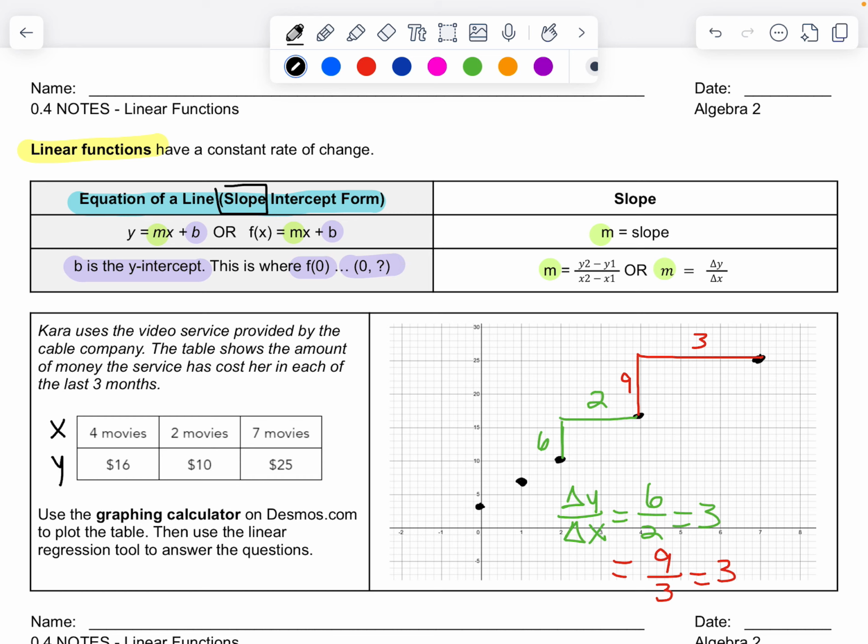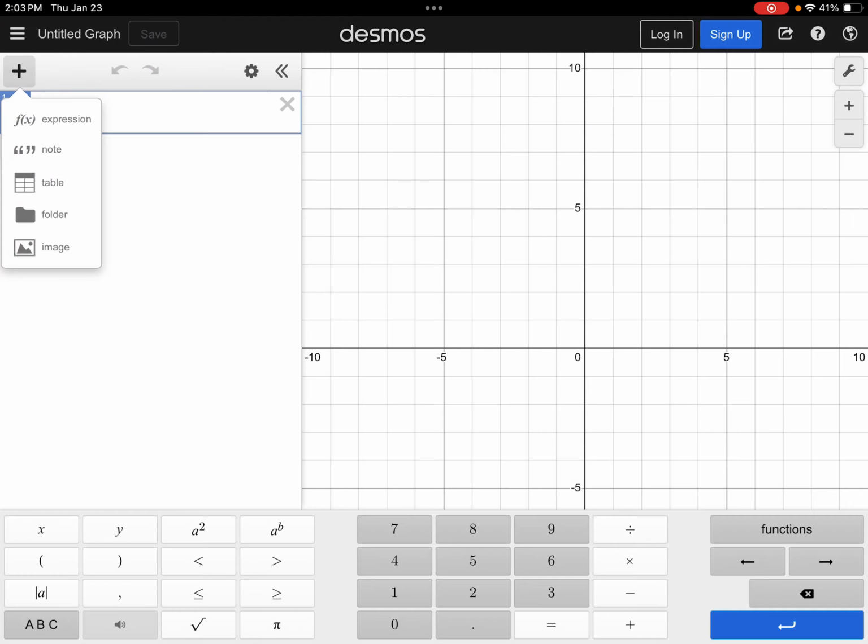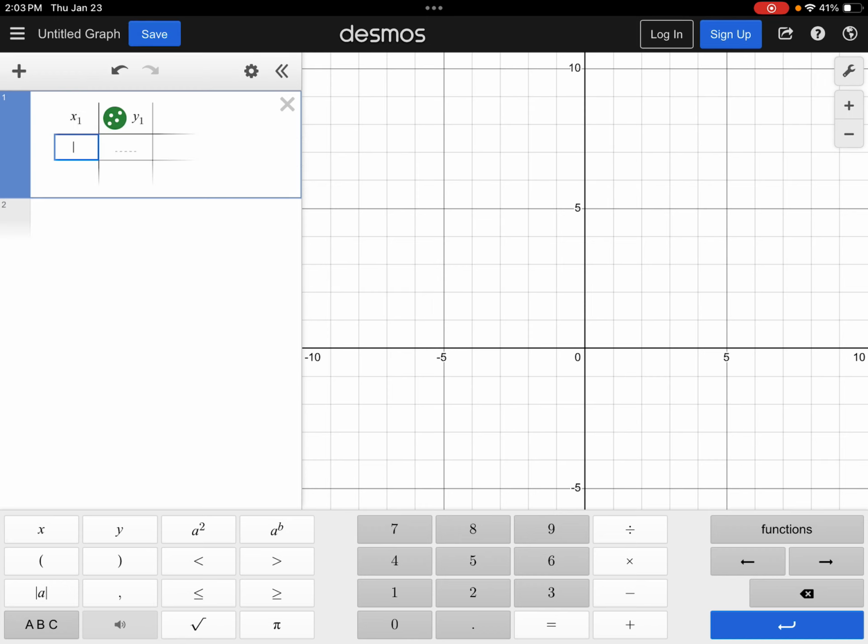I do, however, want to show you how you go about business with this in Desmos. So, with that being said, what I'm going to try to do here, and hopefully it works, is go to Desmos, bring this up, and I want to go ahead and show you how to create a table. So, this table right here, I'm just going to type the numbers in Desmos, and I had 4. My Y value for that was 16. I had 2 movies, and that was a cost of $10. And then I had a 7 and a 25.